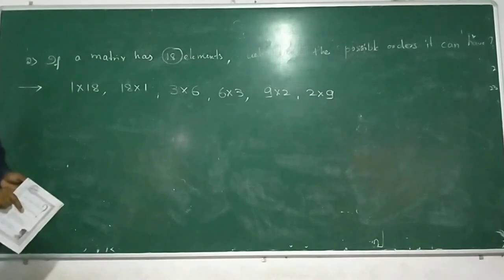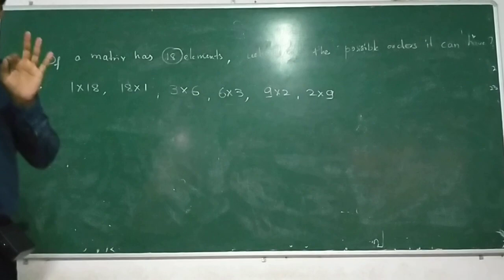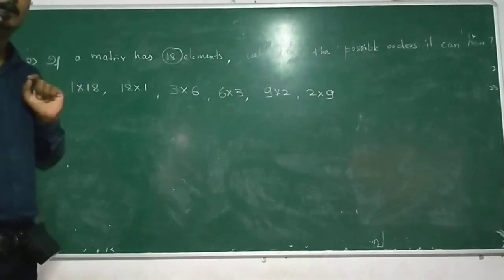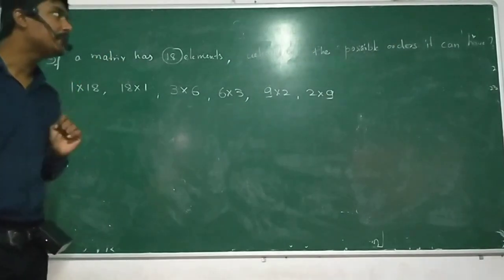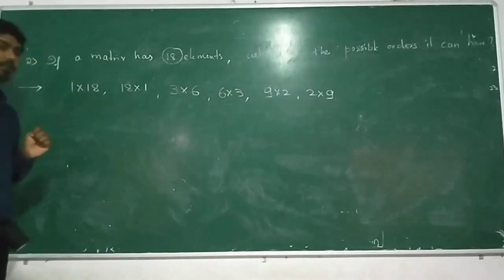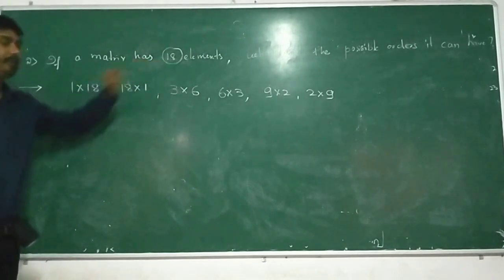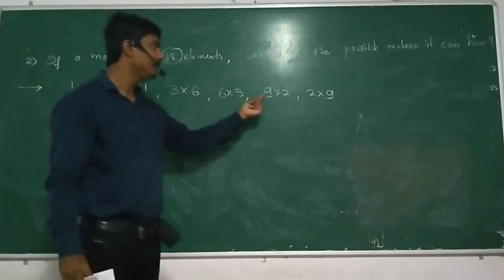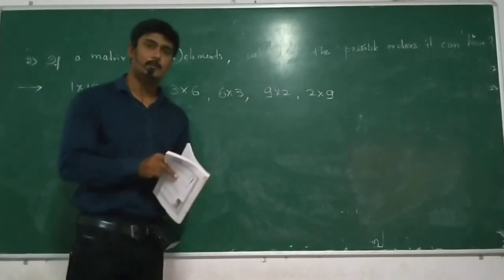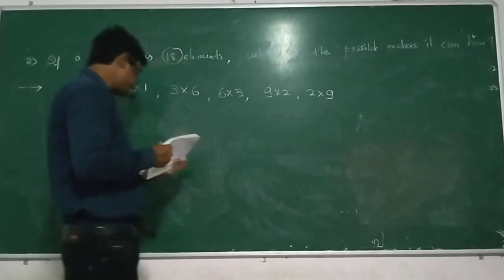So what are we given? The number of elements, and we are asked to write down the possible orders that matrix can have. So when we are given the number of elements and asked to write down the possible orders, as I mentioned, you need to write down the possible ordered pairs whose product is 18. So it will be 1 by 18, 18 by 1, 3 by 6, 6 by 3, 9 by 2, 2 by 9. I will consider one more problem of a similar nature.